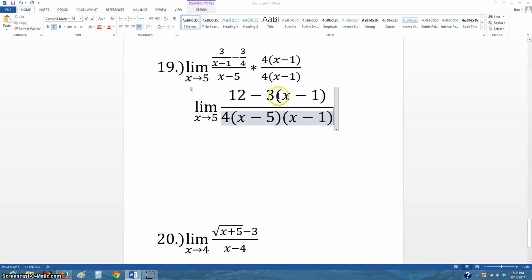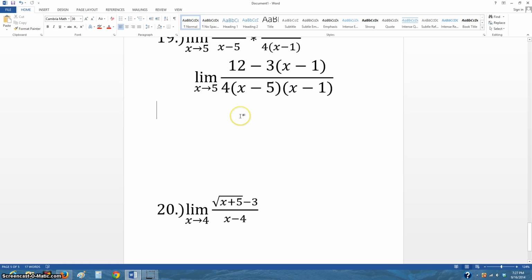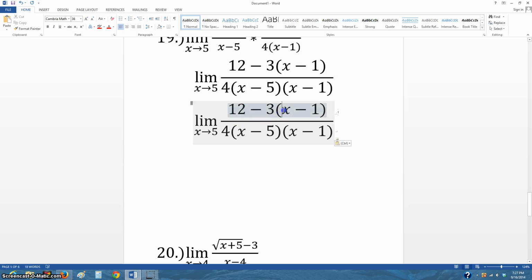Okay, so in this case, you cannot cancel this out with the denominator because there are terms right here. These are two separate terms. It has a 12 minus 3 times x minus 1. But what you can do is distribute this negative 3 to both terms inside the parentheses. So if we do that, we have negative 3x and then plus 3. Negative 3x plus 3. Okay.